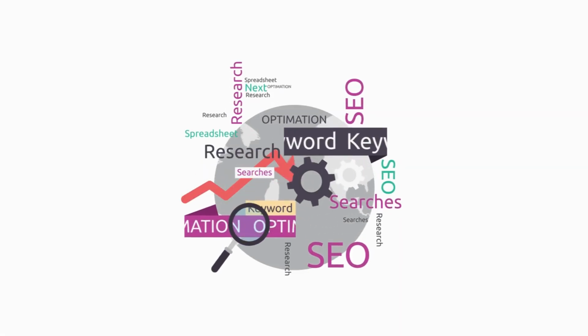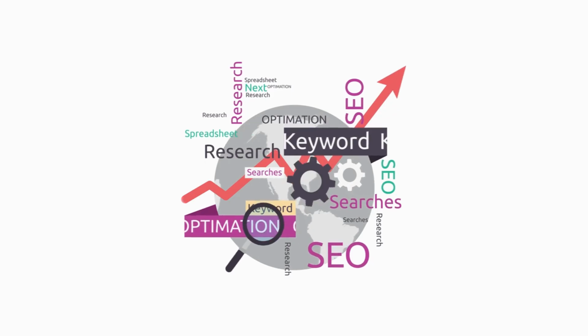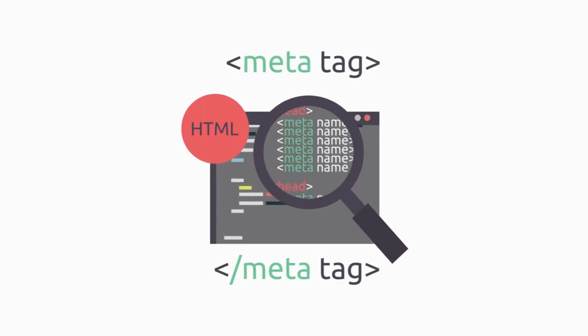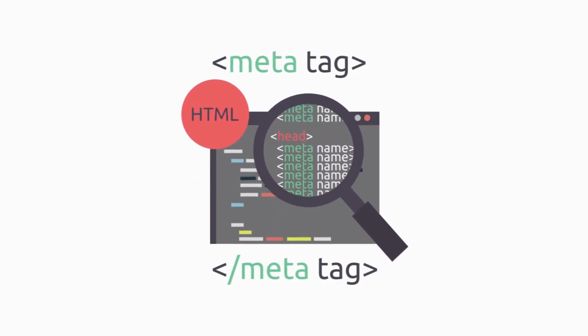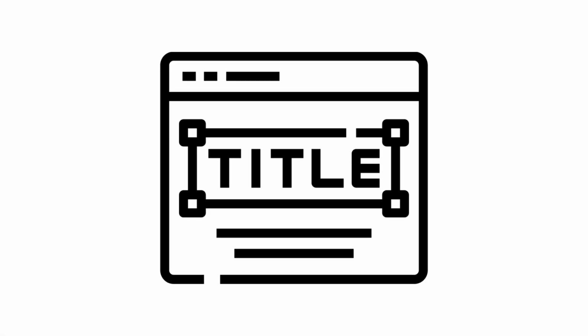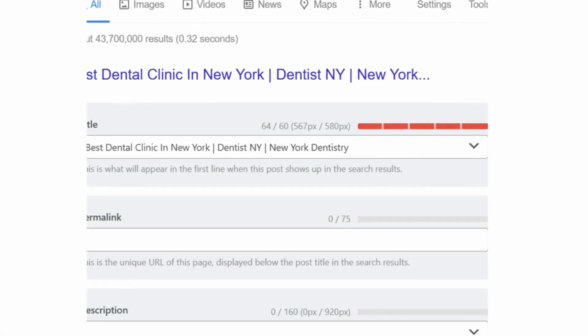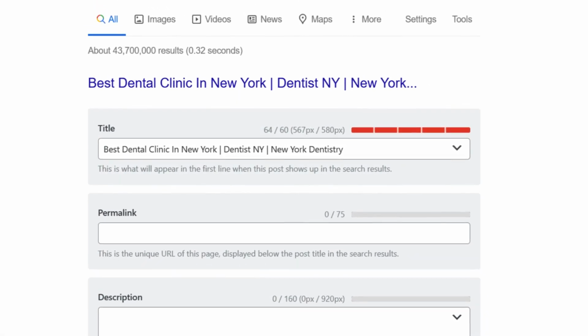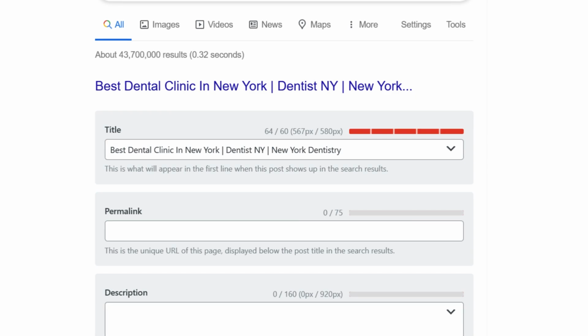On-page SEO refers to optimizing the content on your website so that it ranks well in search engines. Here's what you need to focus on. Include your target keywords in the title of each page. For example, best dentist and city name for your homepage.